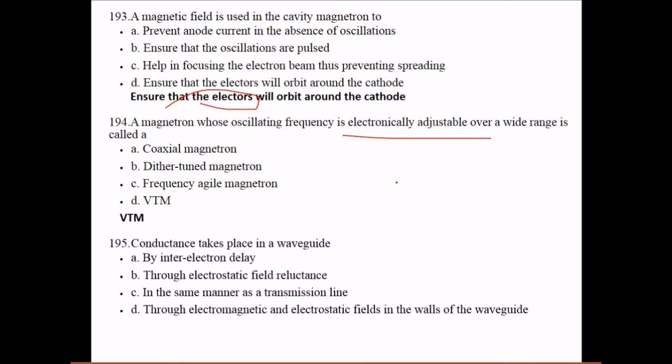Now conduction takes place in a waveguide through electromagnetic and electrostatic fields in the walls of the waveguide. Now indicate the false statement in these options. Klystron amplifiers may use intermediate cavities to prevent the oscillations that occur in the cavity. No, this is the false one.